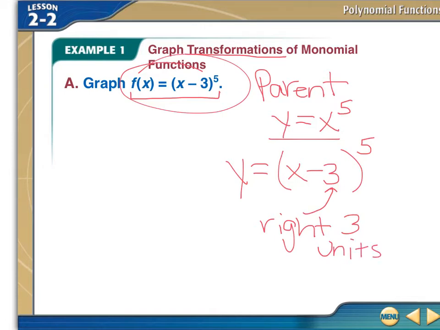The difference between the parent function y equals x to the 5th and the function we're given here is that the function f of x is translated 3 units to the right. If you graph this parent function x to the 5th on your graphing calculator, and you also graph f of x equals, in parentheses, x minus 3 to the power of 5, you will see that the functions are the same shape, but f of x is just translated 3 units to the right.